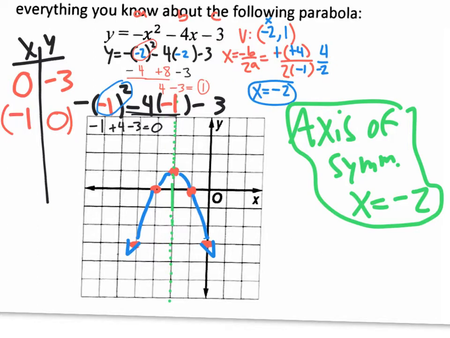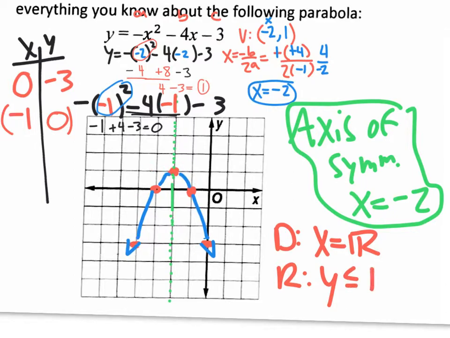What else could we say? We could talk about domain and range, right? What's the domain? X equals all real numbers. What's the range? Y is, it's right here at 1, and it's less than or equal to 1. So y is less than or equal to 1. Perfect. So we have domain and range right there. What else could we say?